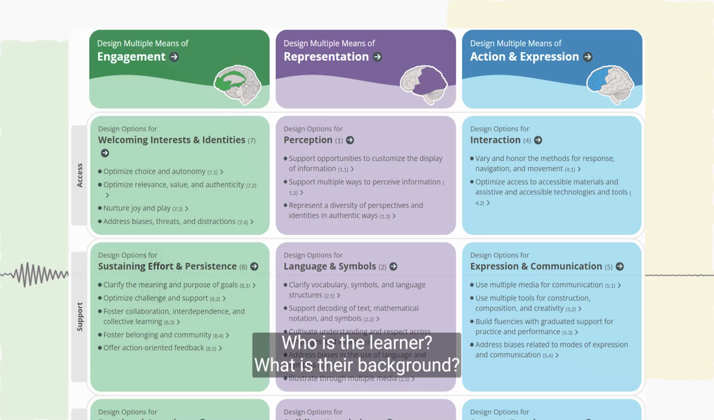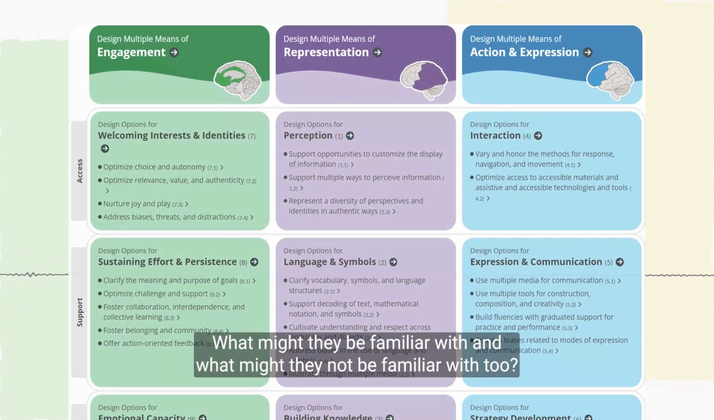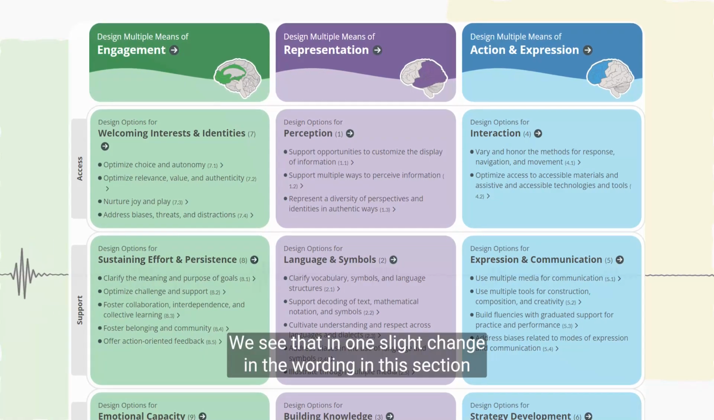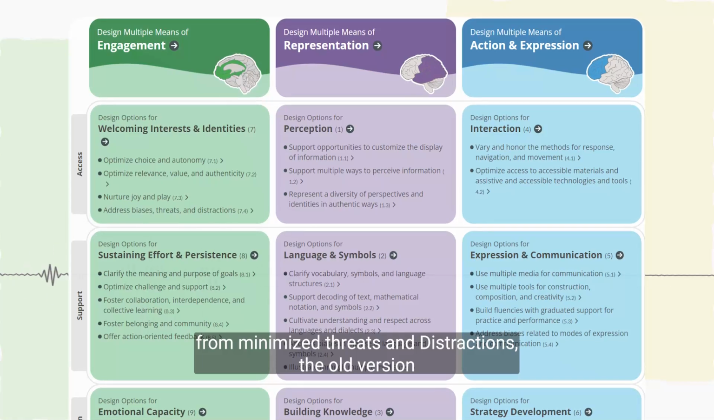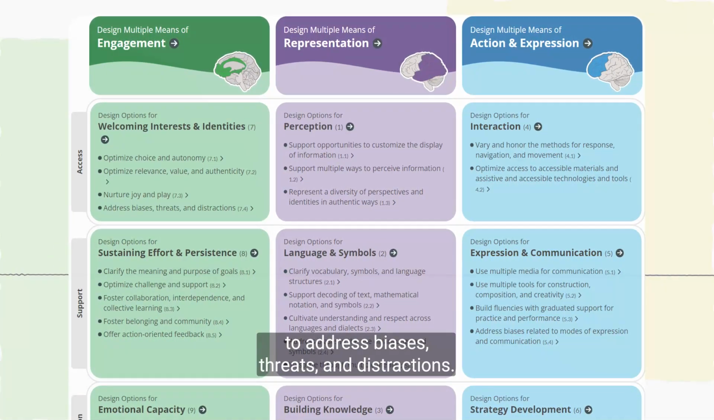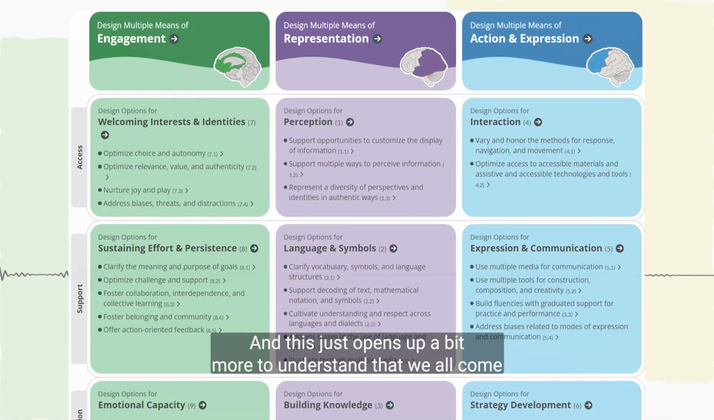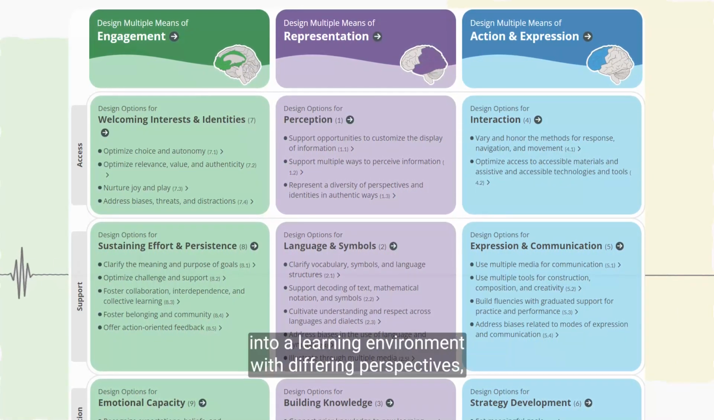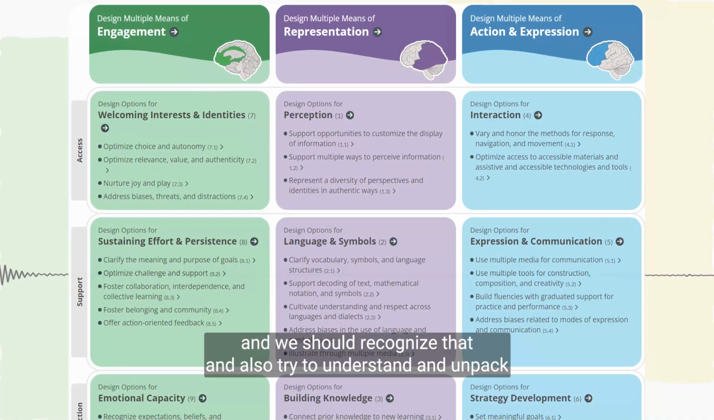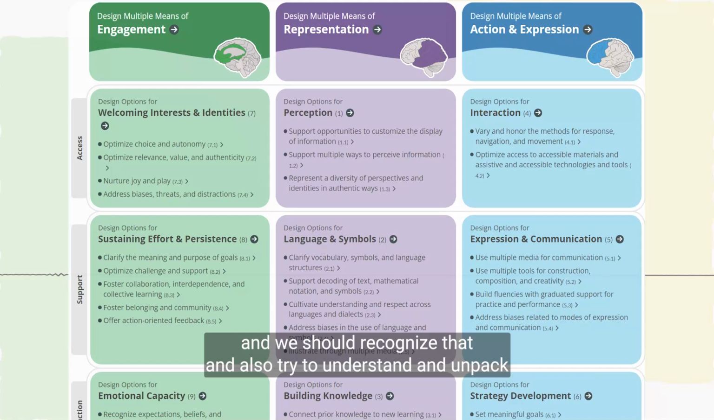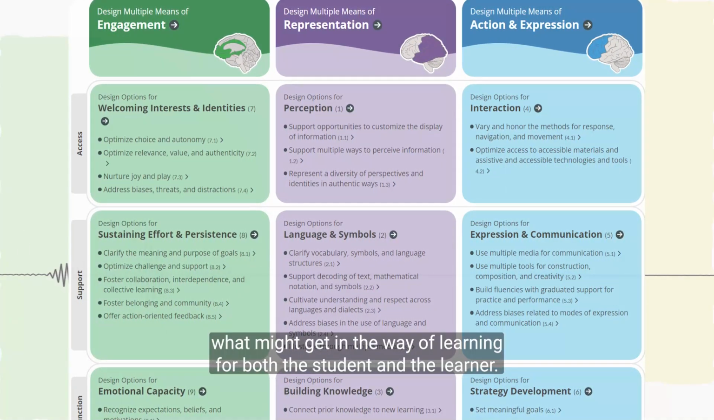Who is the learner? What is their background? What might they be familiar with? And what might they not be familiar with, too? We see that in one slight change in the wording in this section from minimize threats and distractions, the old version, to address biases, threats, and distractions. And this just opens up a bit more to understand that we all come into a learning environment with differing perspectives. And we should recognize that and also try to understand and unpack what might get in the way of learning for both the student and the learner.